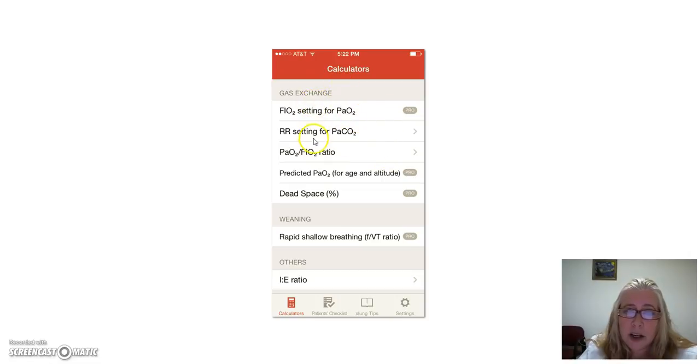So for gas exchange, you can see what settings should be. This one here, respiratory rate setting for a certain PaCO2. They can take their blood results and enter them in, and it will tell them where to set the respiratory rate based on those blood results and what you want to change those results to. So in other words, if it's abnormal, it will select the normal result and tell you which way you need to change it, whether to increase or decrease the respiratory rate. So a lot of things on here. This is big in weaning, so if they're weaning their patient, that's a very important parameter to know, and it'll go ahead and calculate that for them.